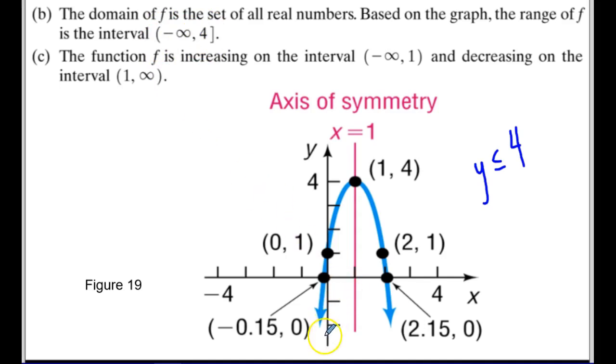Then I can also look at where my function is increasing. And we want to see increasing and decreasing like if you were reading it like a book, starting from left to right. So from here to my vertex, it's increasing. And then from my vertex continuing on, it is decreasing. We never want to include that vertex point in our interval notation because it's neither increasing nor decreasing. It's where the direction changes. So I'm increasing from negative infinity to 1, and I'm decreasing from 1 to infinity.